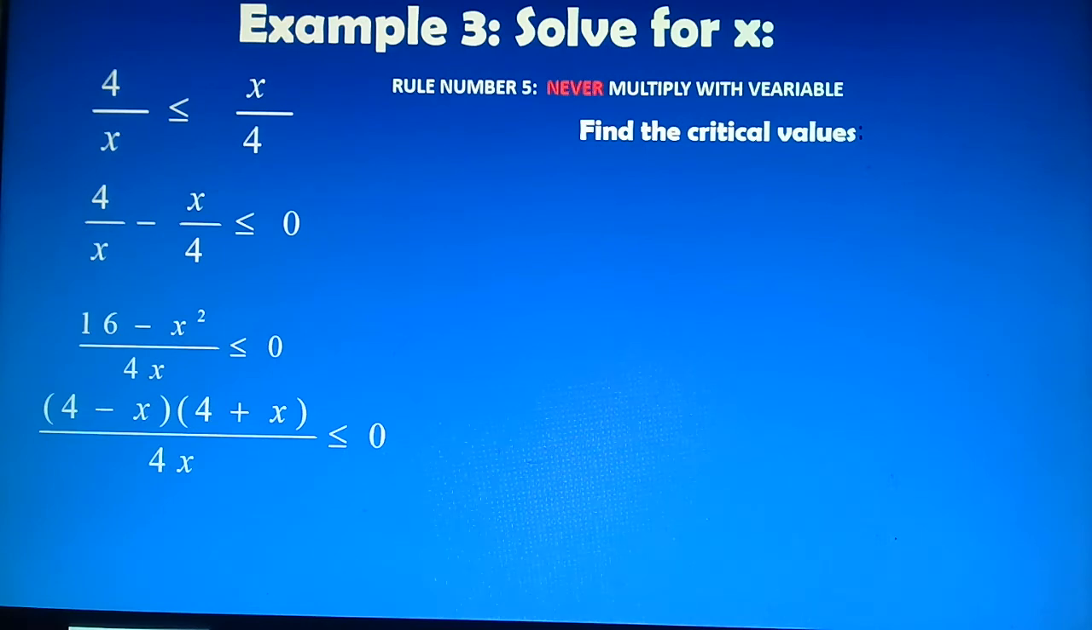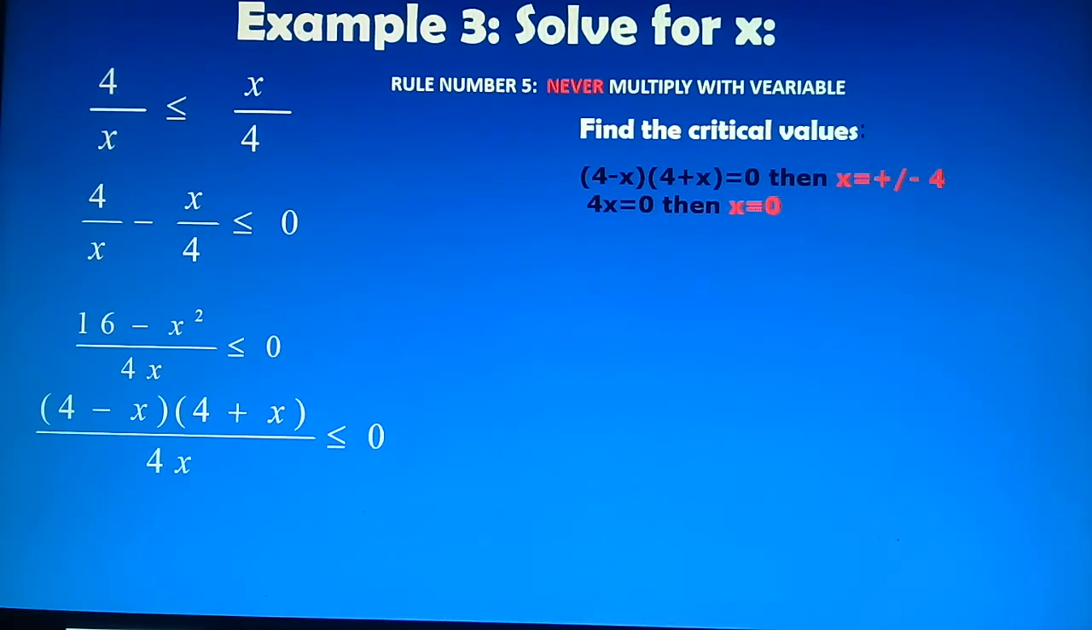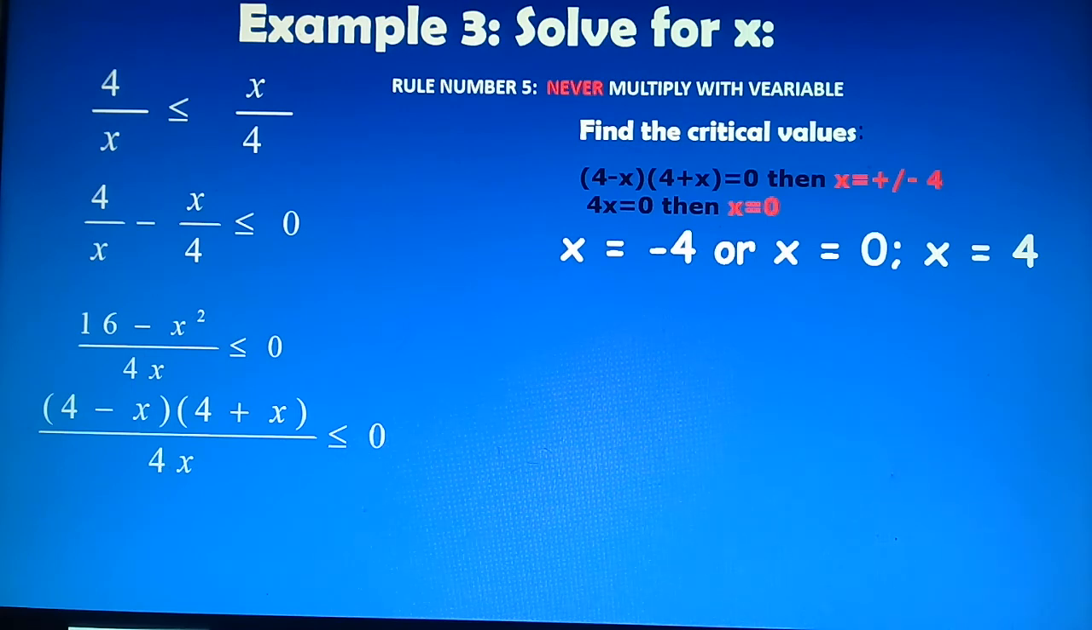To find our critical values, take the numerator, equate it to 0, and take the denominator, equate it to 0. Then we have the numerator equated to 0, and we find our critical value: x is equal to plus or minus 4. And on the denominator, we take 4x equal to 0. We got our critical value, x equal to 0. As you can see, we have 3 critical values, so we have to include all of them in our number line. Our critical values are x equal to minus 4, x equal to 0 and x equal to 4.